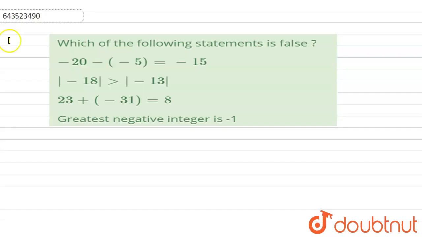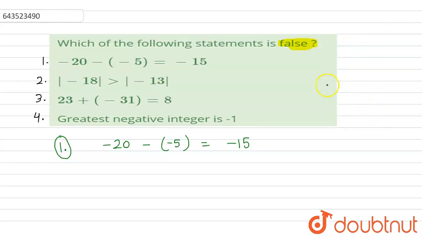Hello, in this question we are given 4 different options and we have to find which option is false. These are the 4 options given to us, and let's start with the very first option, that is negative 20 minus negative 5 equals negative 15.